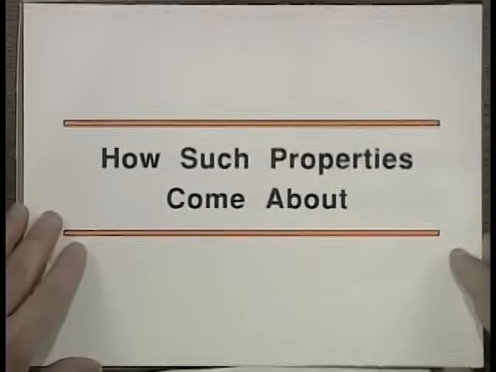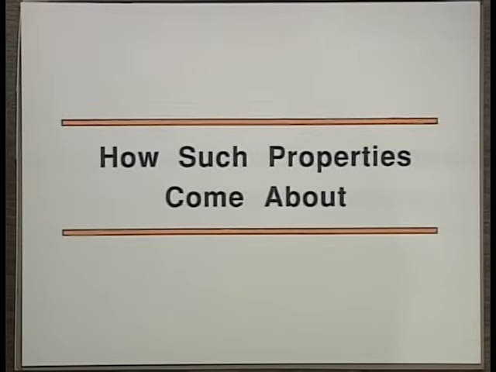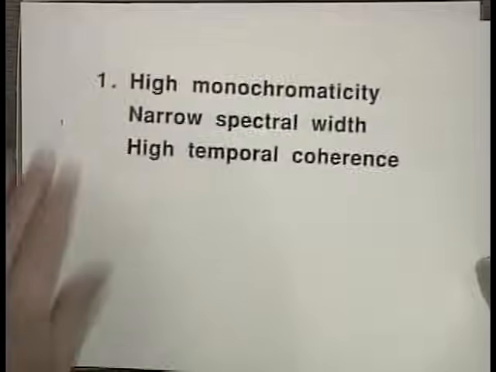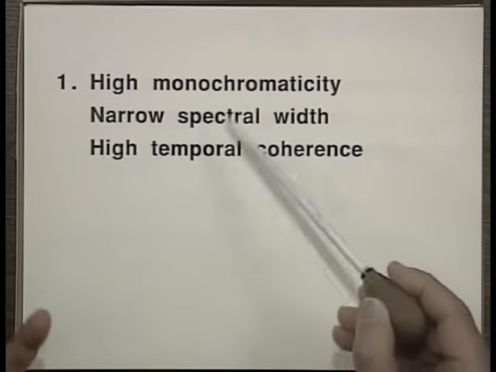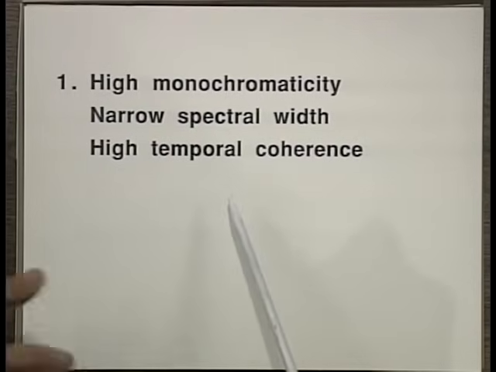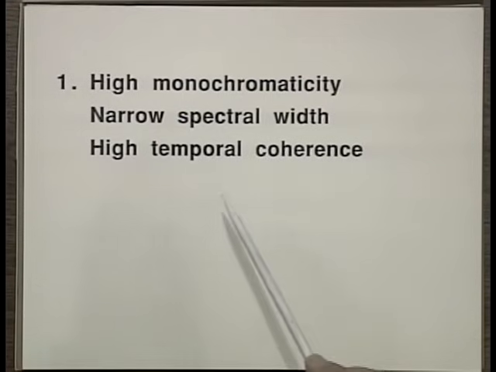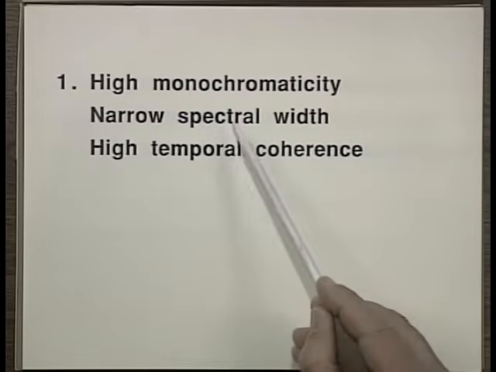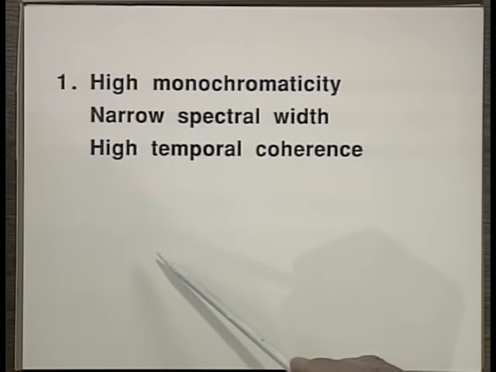Now, I would like to switch to my next topic, which is how these properties come about. And again, we'll start with the first property, which is monochromaticity, narrow spectral width, and the high temporal coherence, which I hope you still remember from earlier. The question is, where does this property come from? Okay? So the answer is that the laser is an optical oscillator.